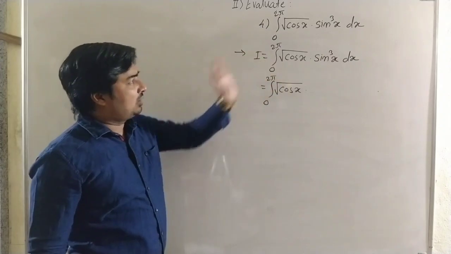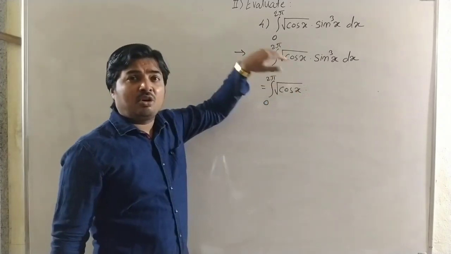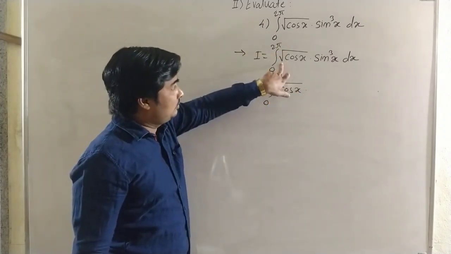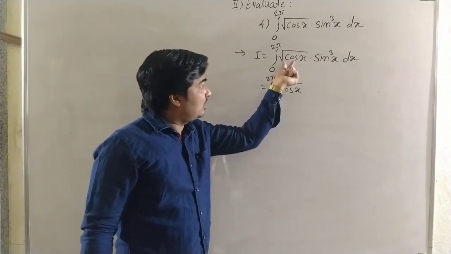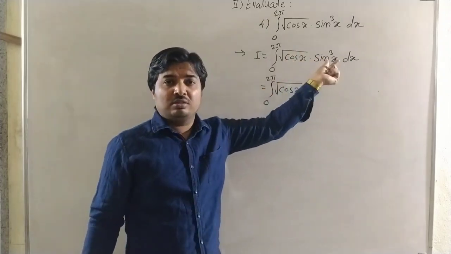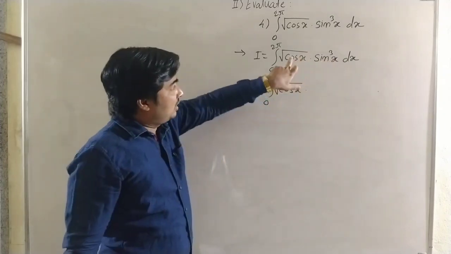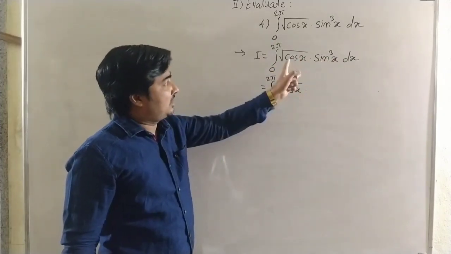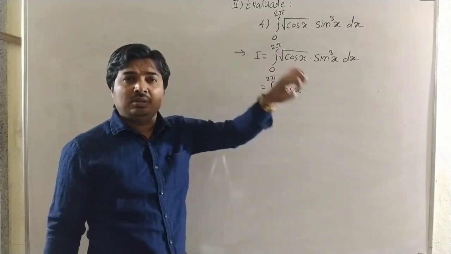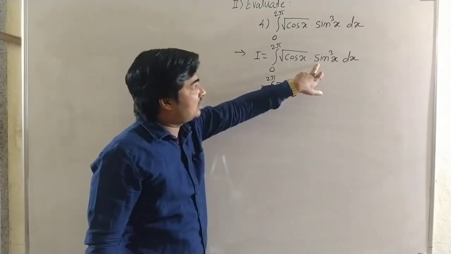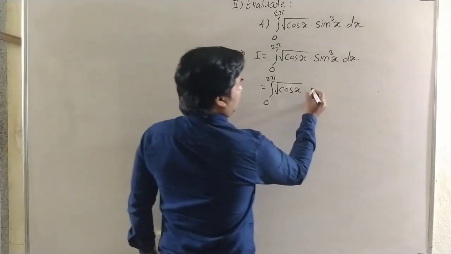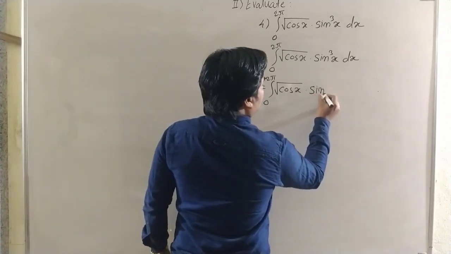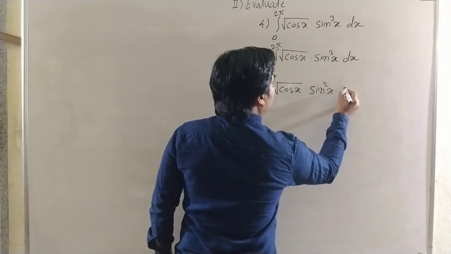Both are composite functions, so we put either sin x or cos x. But the derivative of sin x is cos x, and we cannot write that cos x outside the under root. The derivative of cos x is minus sin x, and in terms of sin x we can write sin cube as sin square x into sin x. Here it is sin square x into sin x dx.